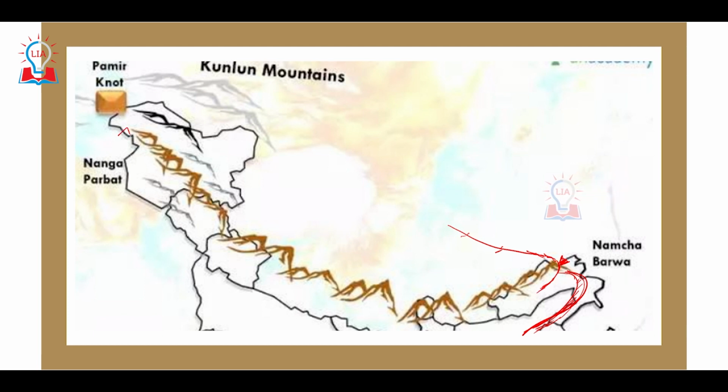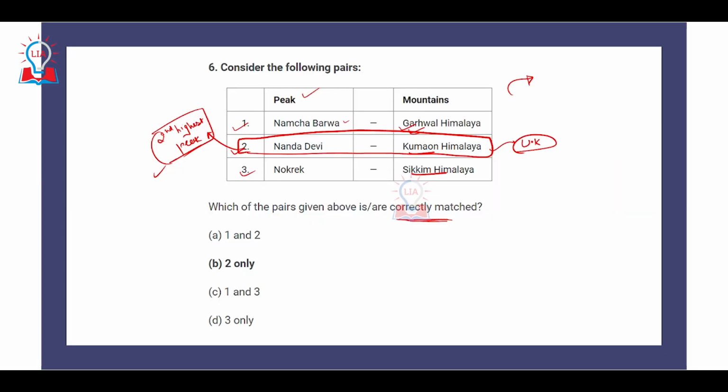On the other side, if you look at the northernmost part, we have Nanga Parvat, and here we will see the western syntaxis of the Himalaya. So Namcha Barwa is the easternmost, and Nanga Parvat is the westernmost peak of the Great Himalayas. Namcha Barwa is not part of the Garhwal Himalayas; it is part of the Great Himalayas, or more precisely, part of the Arunachal Himalaya. So that option is incorrect.